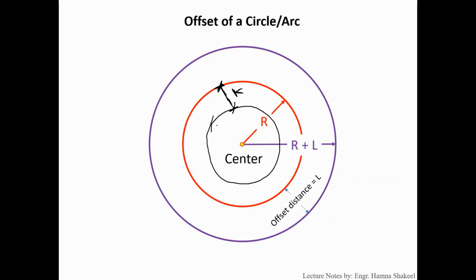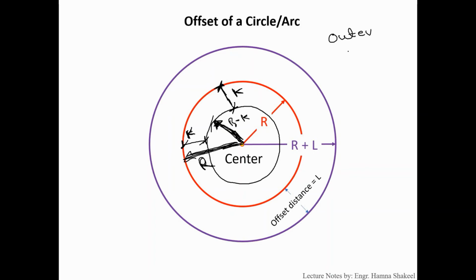So you have to open your compass equal to this radius, and this radius is equal to the total radius. In this case, the total radius is the radius of the actual circle minus this offset distance. The offset distance is k. So you have to open your compass equal to r minus the offset distance.